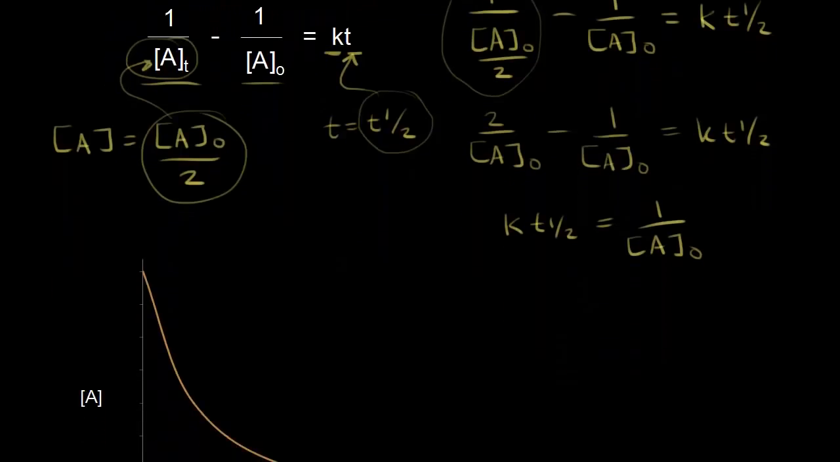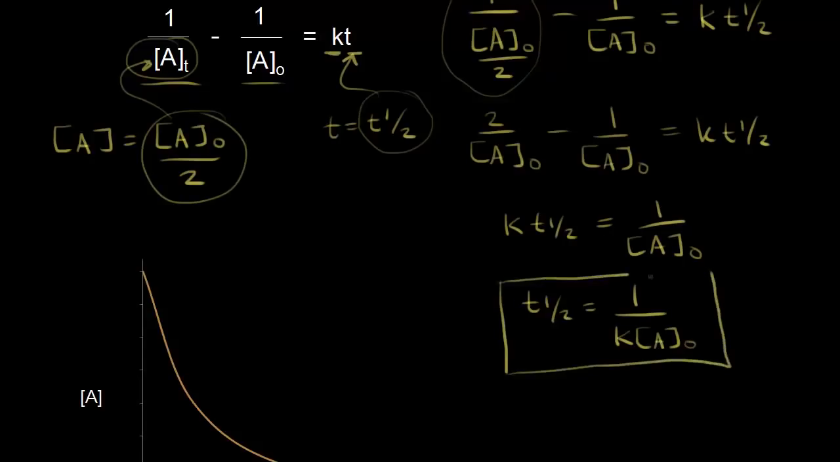Just divide both sides by k. So we get the half-life is equal to 1 over k times the initial concentration of A. And so here is our equation for the half-life for a second-order reaction. Notice this is very different from the half-life for a first-order reaction. For a first-order reaction, we saw that the half-life was constant, but here the half-life isn't constant because the half-life depends on the initial concentration of A.